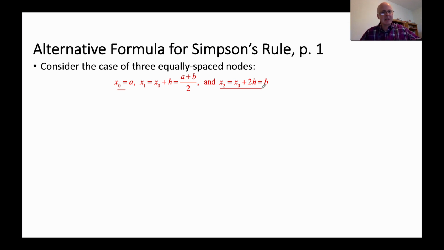I'm talking generally here about some interval that I'm really just breaking up into two pieces, though in terms of left and right hand rules, it would be just one piece, and same with midpoint and trap. And x1 is the midpoint. So again, I've got three nodes: x0 is A, x1 is the midpoint, and x2 is B.